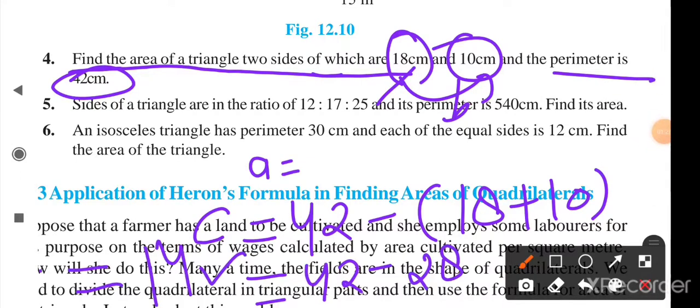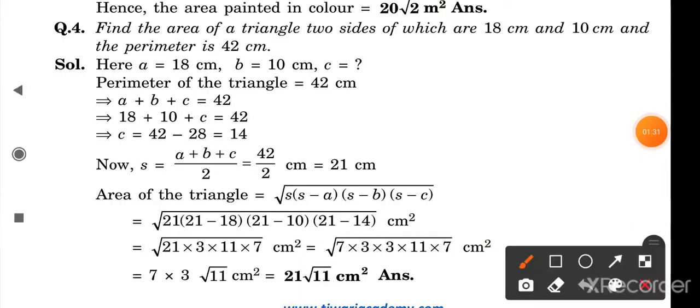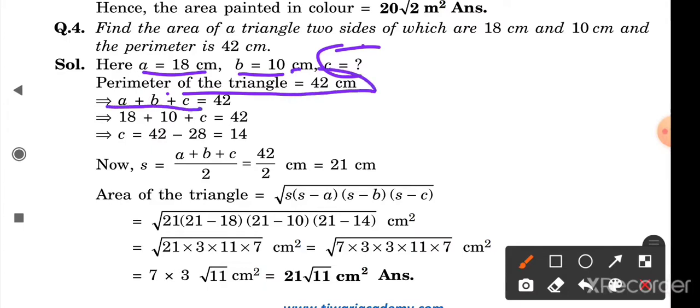Now you have A 18, B 10 and C 14 centimeter, and you will find the area of the triangle with the help of Heron's formula. You can see here also we have done it with the same method. First you have A given, B given and C we have not been given. So first the perimeter is this. The sum of all three sides is known as the perimeter. You will add these, and for finding C, 42 minus 28, it is coming 14 centimeter.